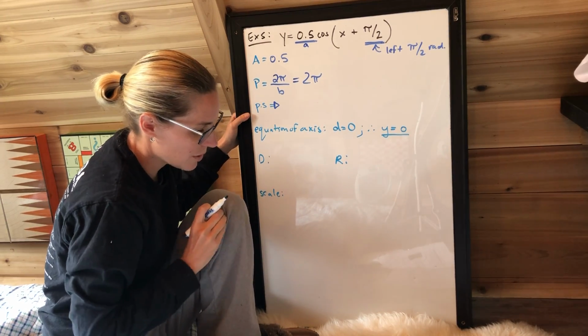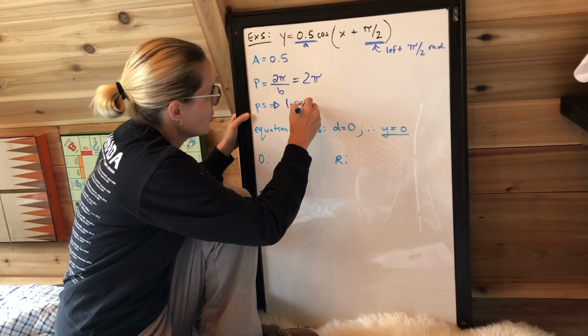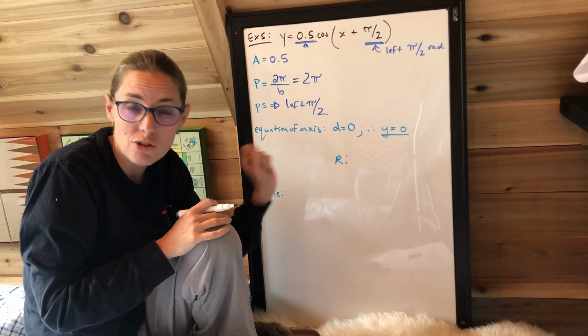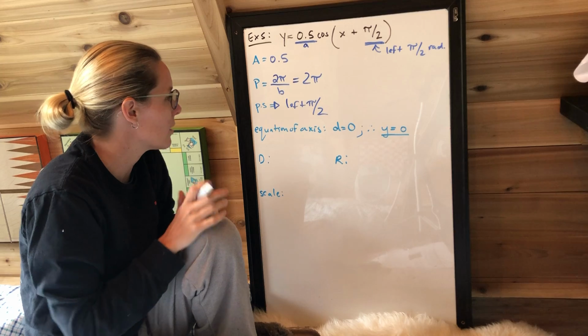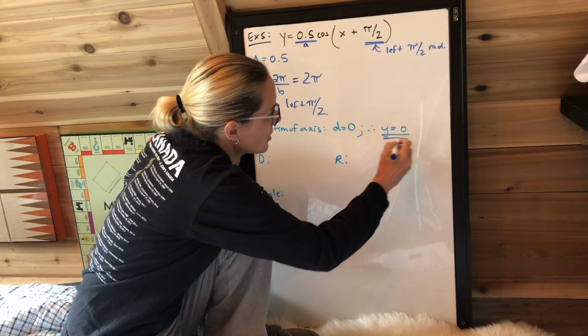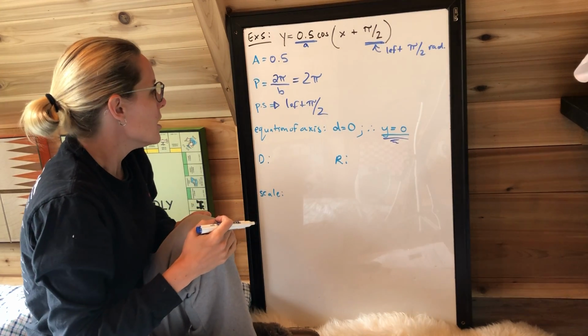So again, we will say that the phase shift is left pi by 2. We don't have to write radians every time. We'll assume it's radians if there's no degree symbol. So if you just write it pi by 2, we know you're talking about radians. Again, we already talked about this. The equation of the axis is just going to be whatever your d value is, and we don't have one.